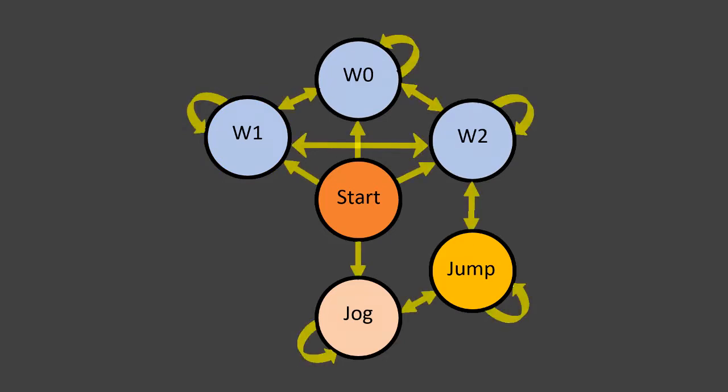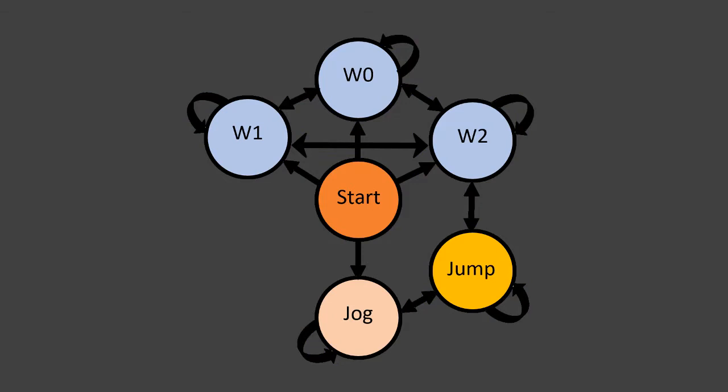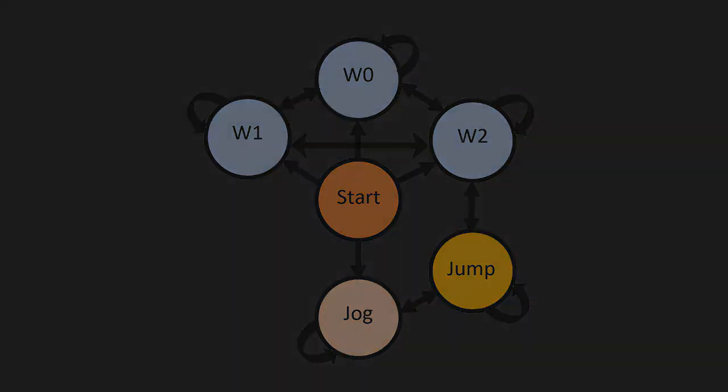The costs of the transitions are user-defined. In my examples, the costs are set to prioritize walking over jogging and jumping.